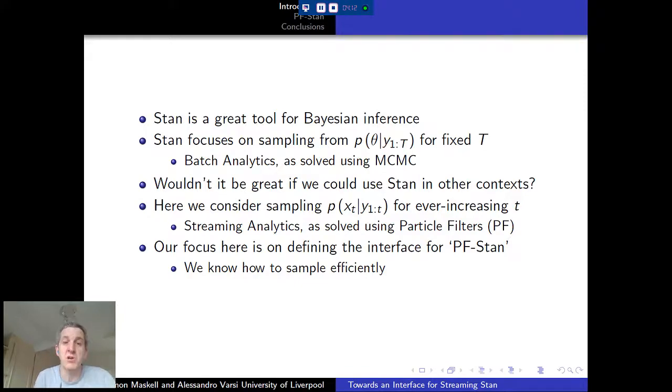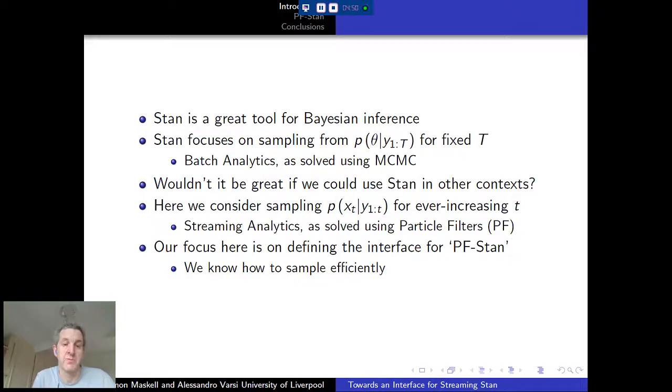But wouldn't it be really good if we could use Stan in other contexts? So imagine you have an incoming data stream, as I was describing before, and every time you take 1 day forwards, you get a new stock price, or every time you go 20 milliseconds forwards, you get a new measurement of your Martian lander's altitude from the Martian surface. And we want to know what's the probability distribution of the new value of x at the tth time step, given all the data we've ever seen up to now. And we're going to get more and more data over time.